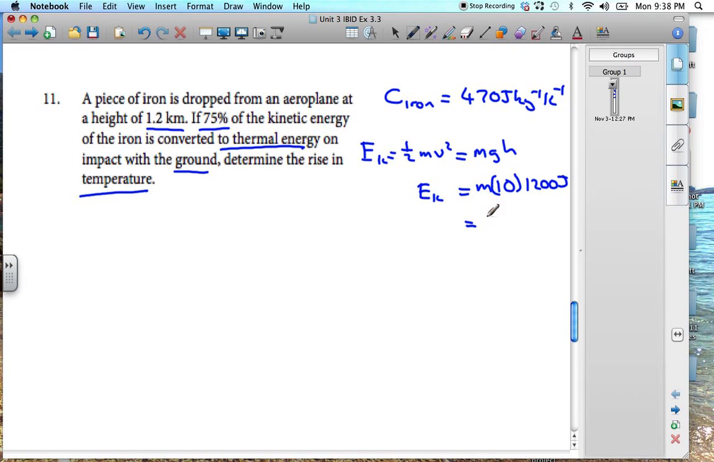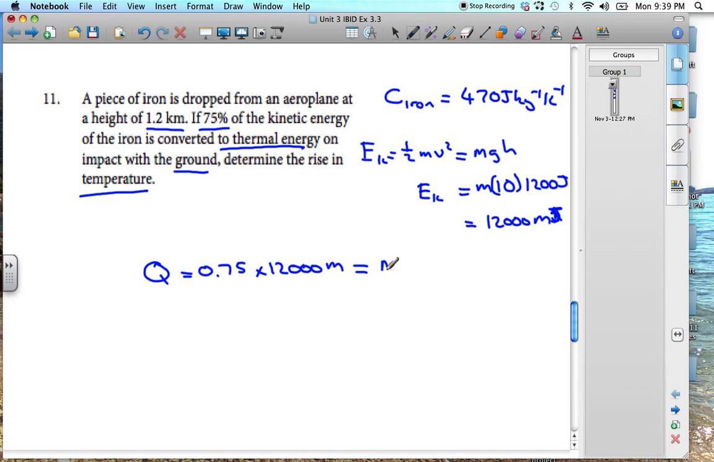We're going to get 12,000 m. We're not actually given the mass, but probably we'll find the mass will actually cancel out. So it's 12,000 times the mass. Now 75% is converted, so the heat that we get is actually equal to 0.75 times the 12,000 m, and that equals to we're looking at the determine the rise in temperature.